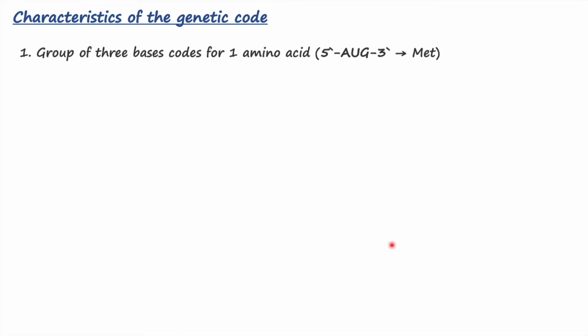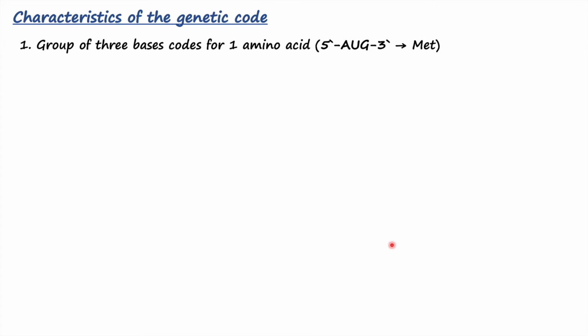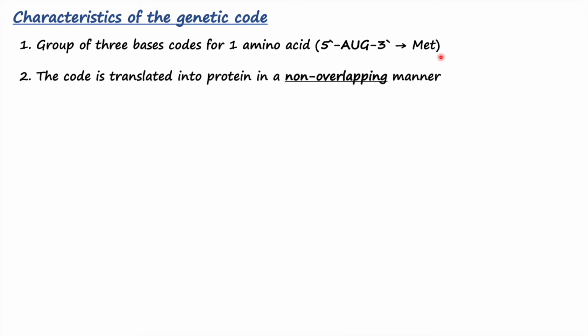So now let's talk about some of the important features that characterize the genetic code. So the first thing we need to know about the genetic code is, like we already learned before, that it's a group of 3 nucleotide bases which code for 1 amino acid. In this case, we saw that the codon AUG codes for methionine. Now second, this genetic code is translated into proteins in a non-overlapping manner.